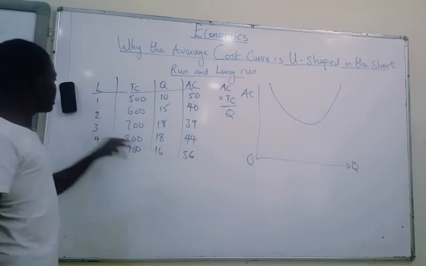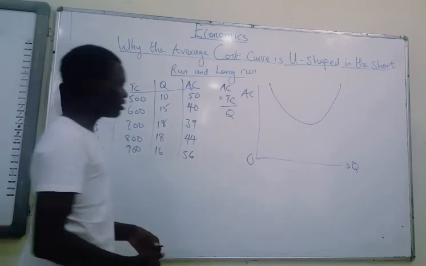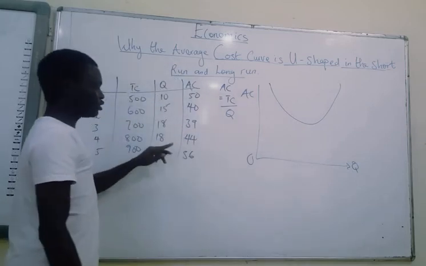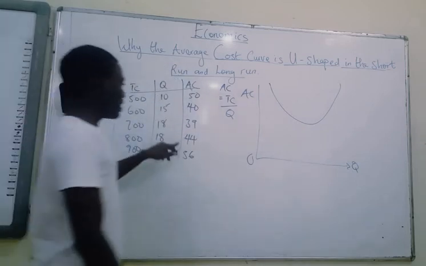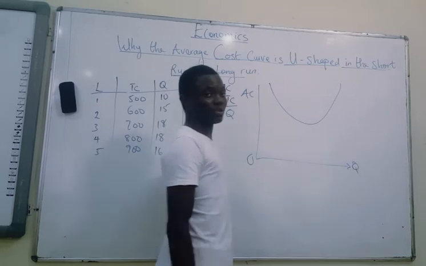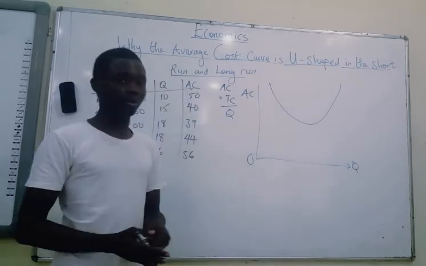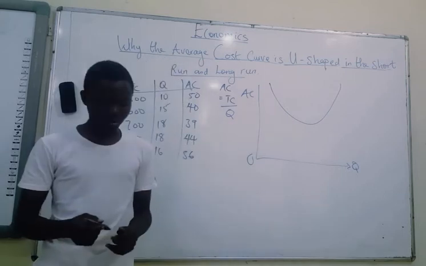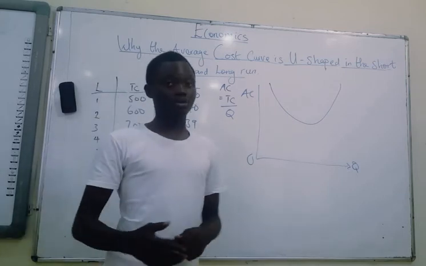Between this output and this output, it must have been constant at one point, to show the constancy here. And then 44 to 56 means our average cost is now upward sloping. So it is the law of variable proportions causing the average cost to be U-shaped in the short run. That is why we have this in the short run.